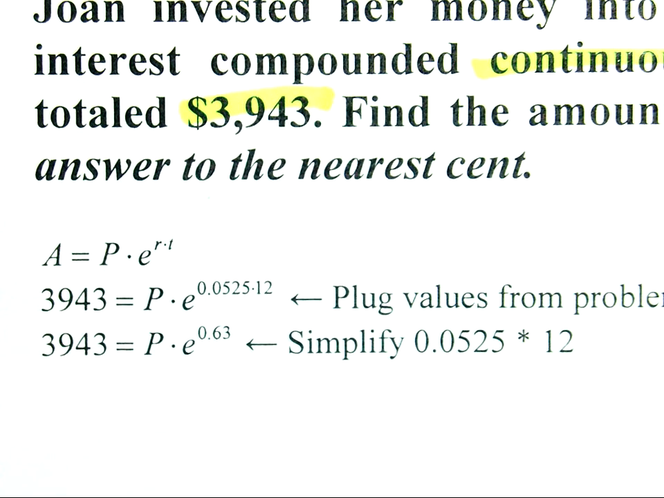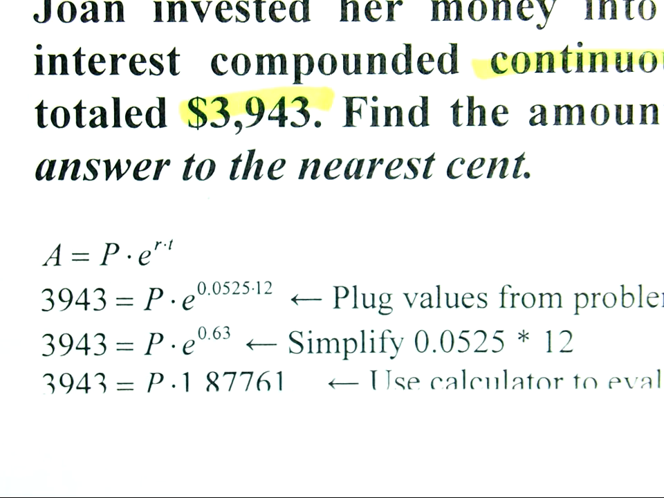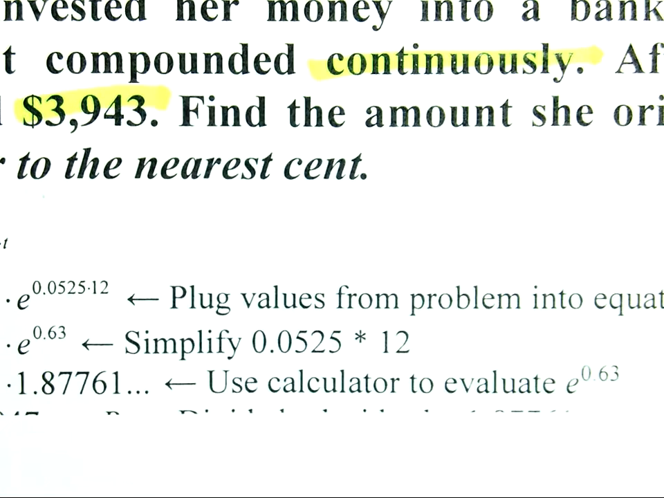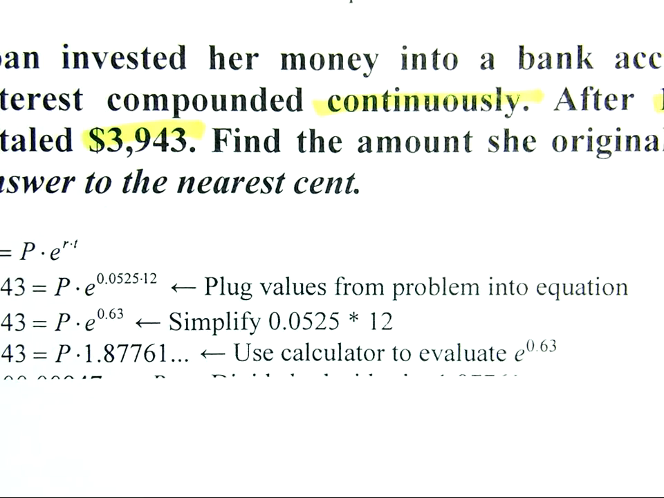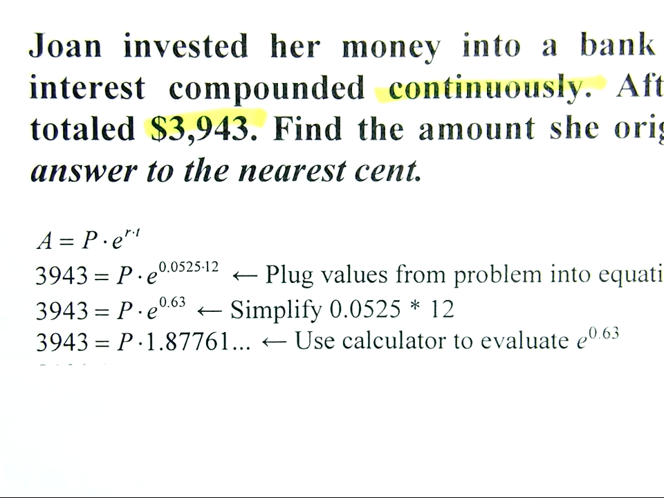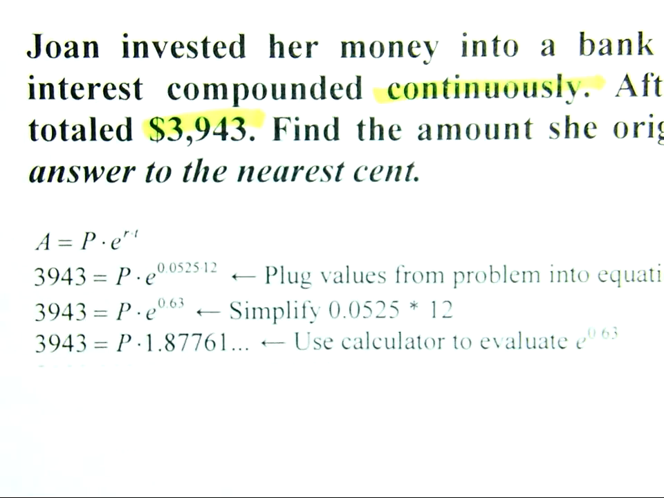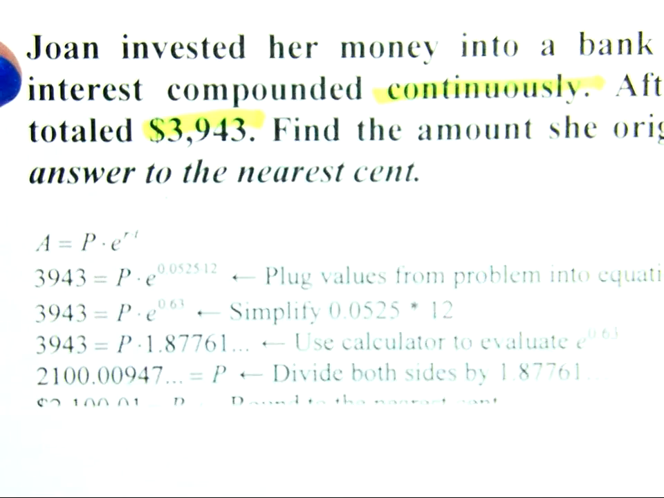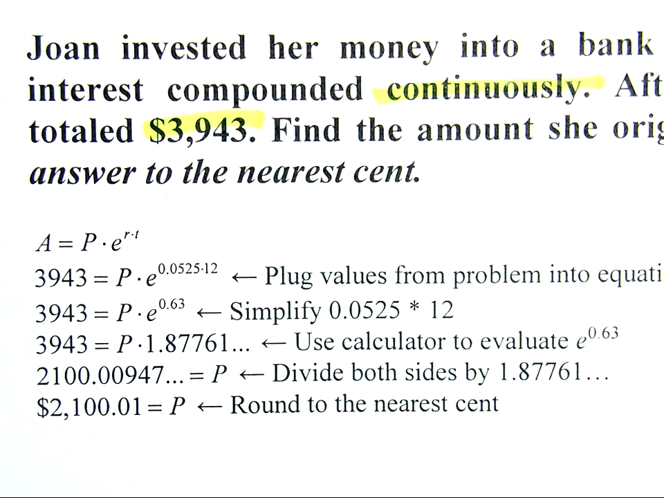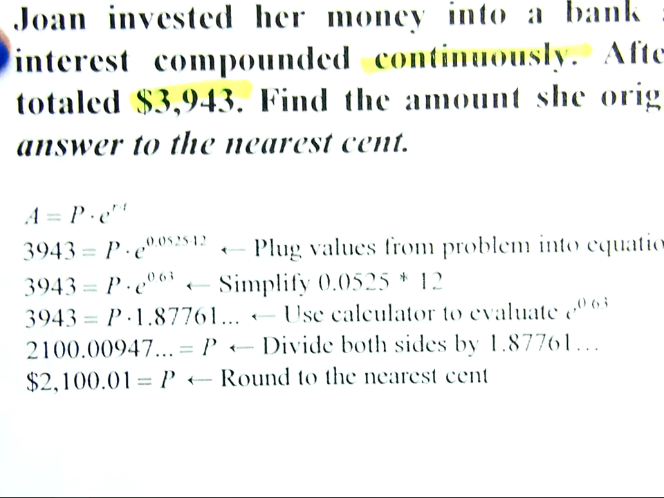So I'm going to simplify my exponent. Then I'm going to use a calculator to evaluate e to the 0.63, and that's being multiplied times p. So now I'm going to divide both sides by that number, and that is her principal amount she invested. It said to round to the nearest cent, so $2,100.01.